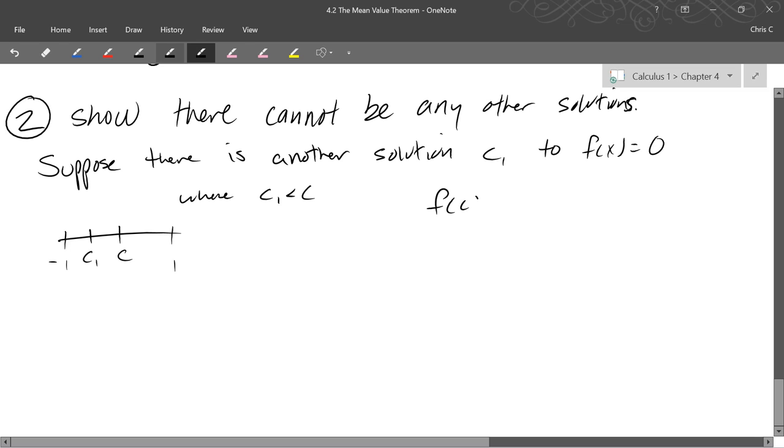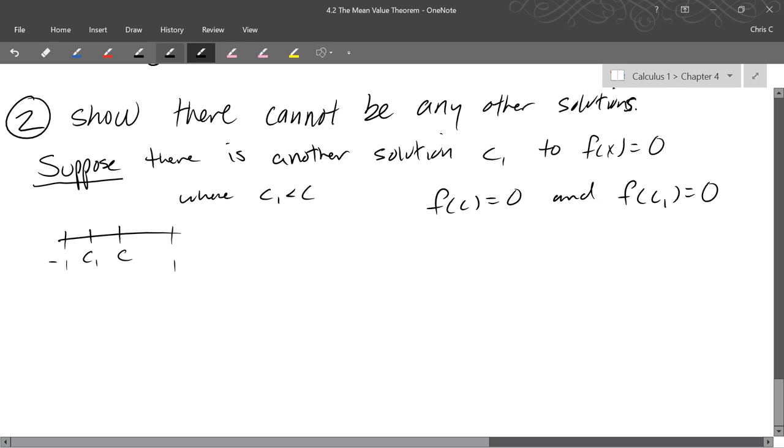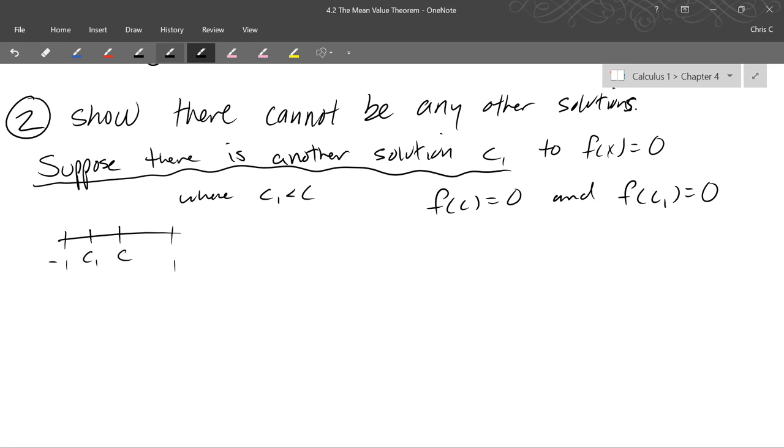So we have f of c equals 0 and f of c1 also equals 0. So we have these two conclusions. They're not actually facts because they're based on a supposition, not on actual fact. So they're conclusions based on that statement right there. All right, so we have f of c equals 0, f of c1 equals 0. We're in the mean value theorem section, so we better use the mean value theorem, not just the intermediate value theorem. So let's think about the mean value theorem.